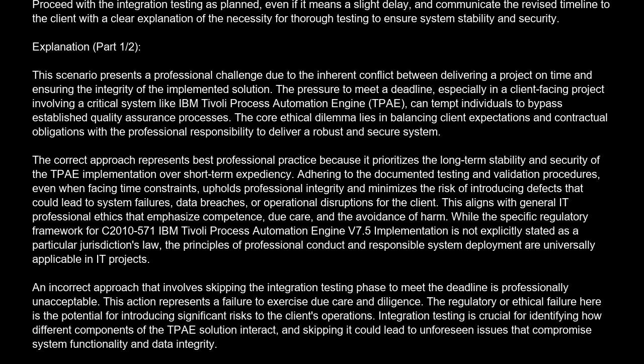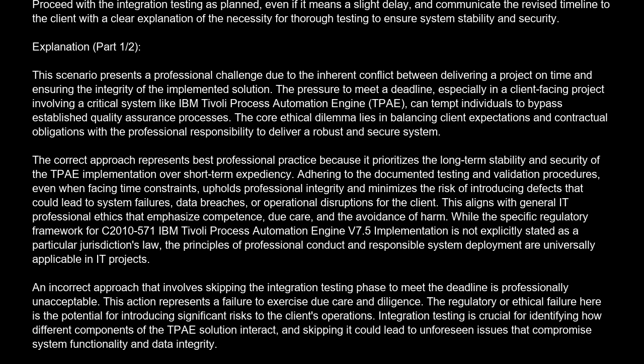regulatory framework for C2010-571 IBM Tivoli Process Automation Engine V7.5 implementation is not explicitly stated as a particular jurisdiction's law. The principles of professional conduct and responsible system deployment are universally applicable in IT projects.